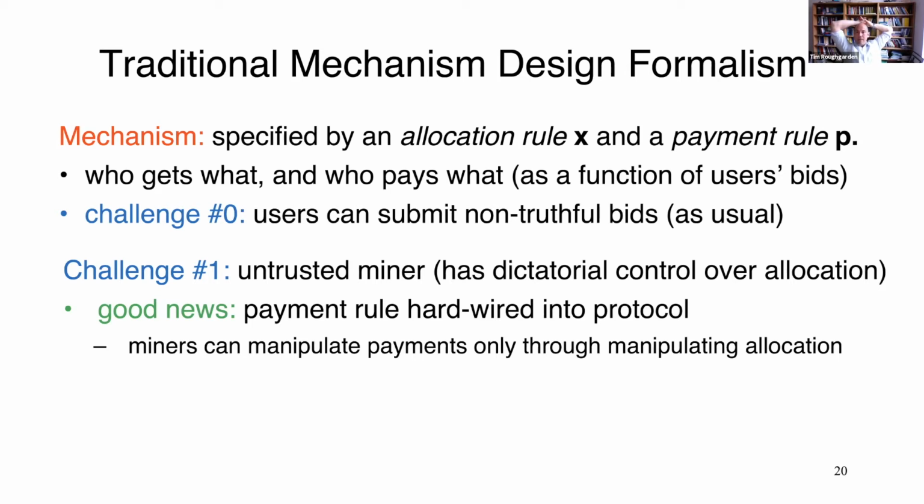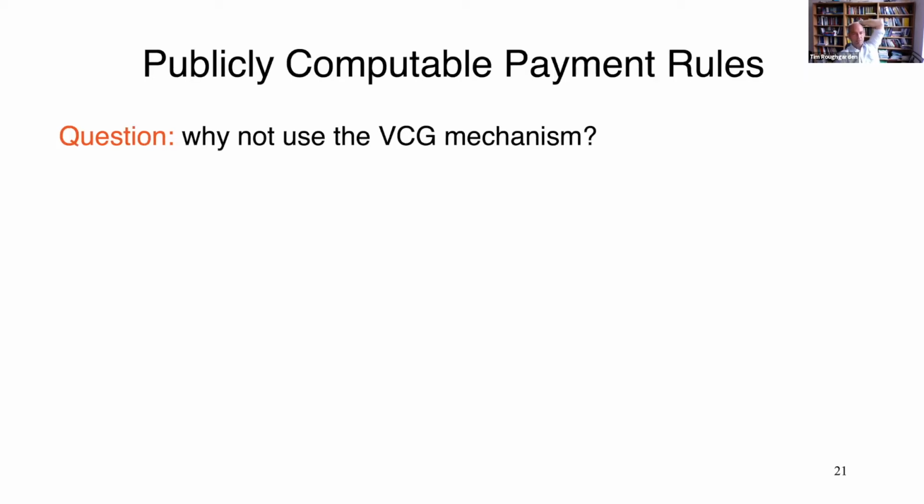And there's no way a miner can make that number higher or lower or manipulate it in any way. So miners can manipulate the payments only in as much as they can choose who's in the block, only in as much as they can manipulate the allocation, okay? So at least we have that going for us.